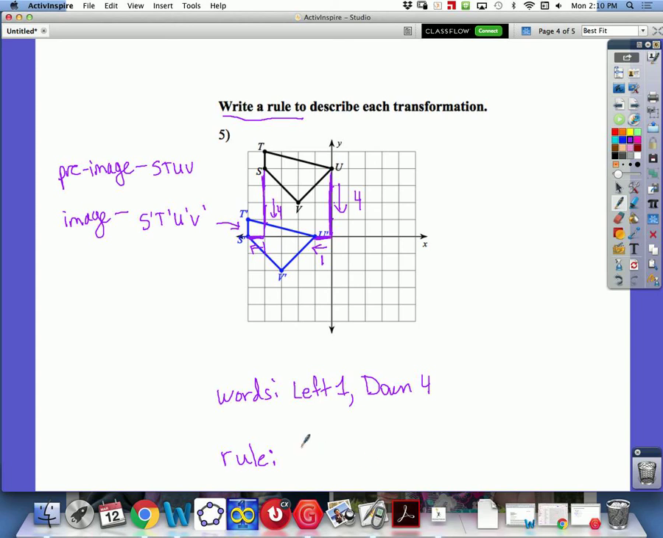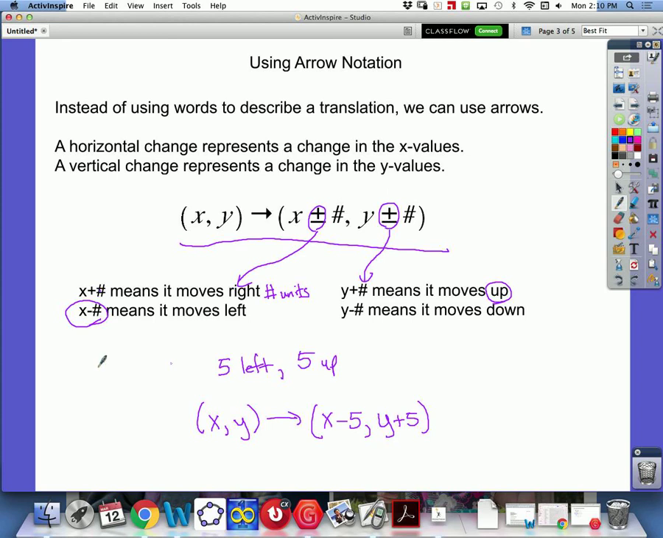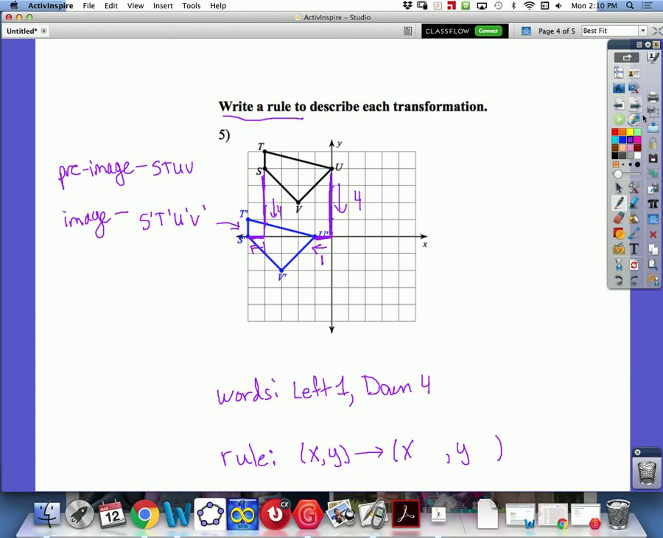So now if I'm going to write it in coordinate notation, we do our x, y, just because all coordinates are x, y. We know there's an x. We know there's a y. Now it says left 1. So if we need to, we can go back to this chart. Hopefully you've copied it down. So left again means minus. So minus 1. And now down is also a minus, minus 4. So now we've written our rule in both words and in the rule or the arrow notation.